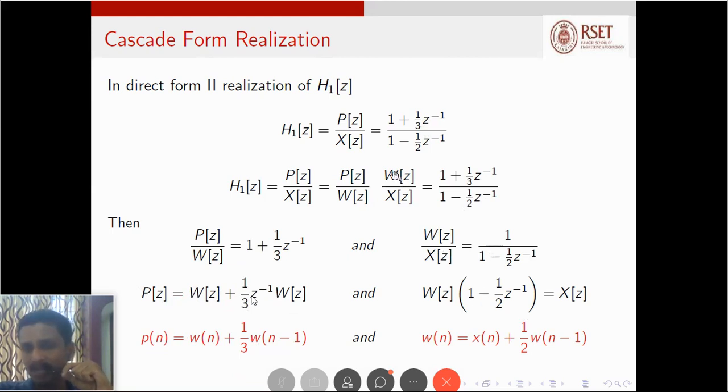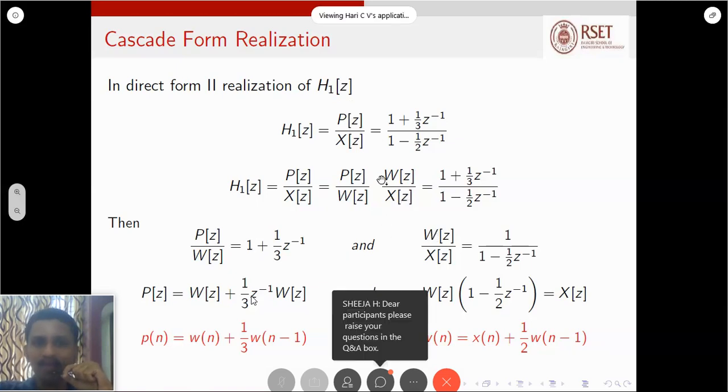Similarly, the second time, w of Z by x of Z will be equal to 1 divided by 1 minus 1 by 2 Z inverse. So if you are cross multiplying them, w of Z into 1 minus 1 by 2 Z inverse is equal to x of Z. Then if you are taking the inverse Z transform, you will get w of n is equal to x of n plus 1 by 2 w of n minus 1. These are the equations for realizing h1 of Z in direct form 2.